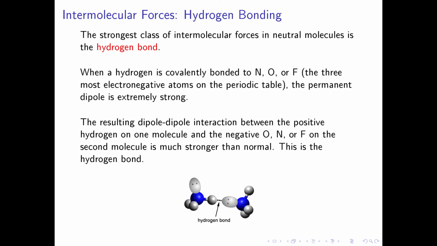This is demonstrated in the figure at the bottom of the screen, where we have two ammonia molecules interacting through a hydrogen bond. Notice that the dipole interaction is between the hydrogen atom on one ammonia and the lone pair on the nitrogen on the second ammonia.